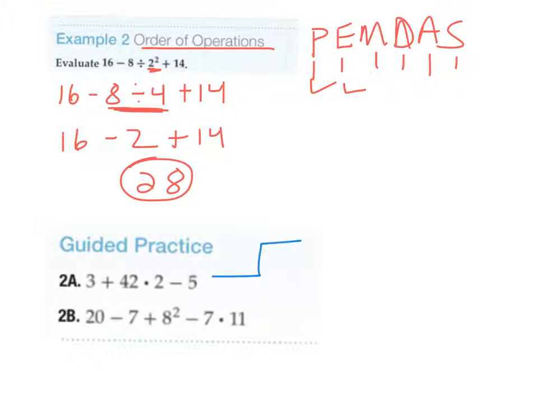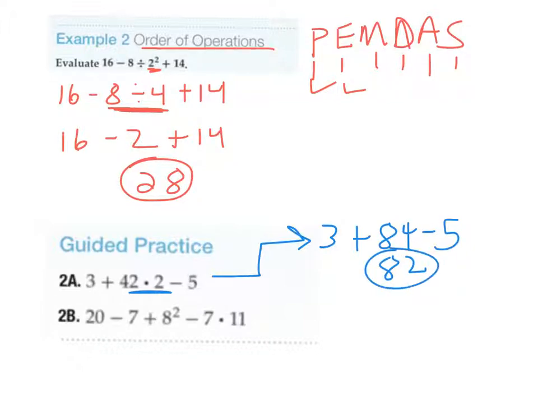So if I'm going to try this problem, I'm going to do the multiplication first, which that's 84, so it's 3 plus 84 minus 5. And now I will do my addition subtraction, so that's 87 minus 5, which is 82.